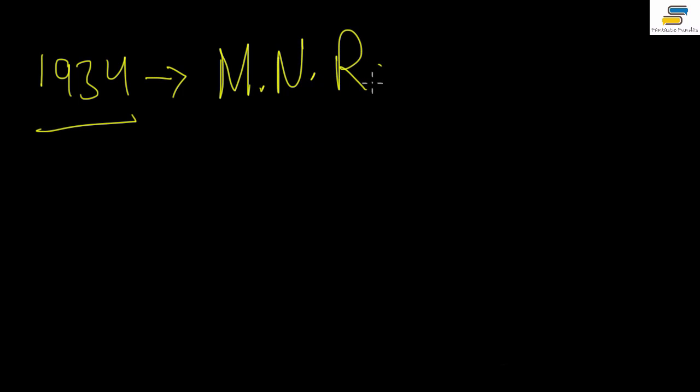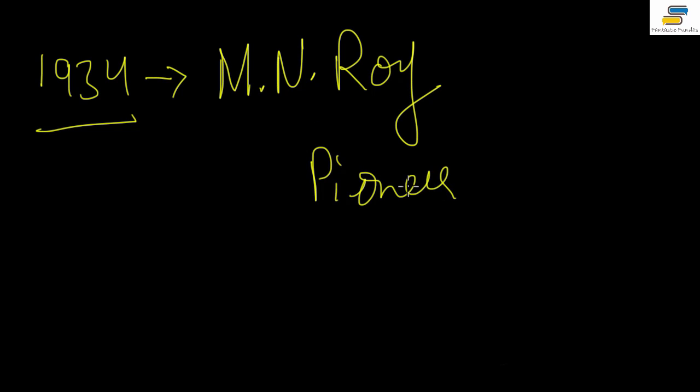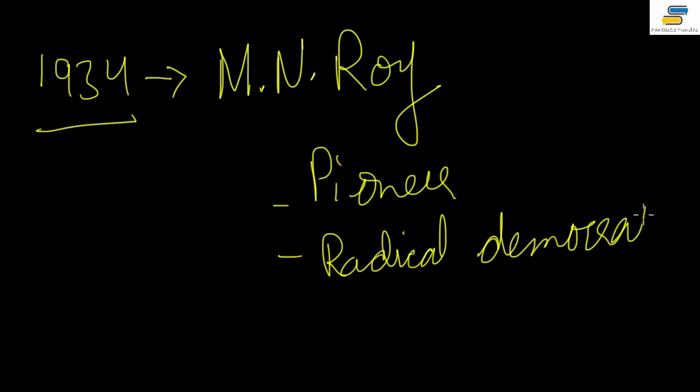But the first idea that really came into being came in 1934, right? Those were very minor backgrounds before this. Now in 1934, the main person is M.N. Roy, right? Yes, he was a communist. His name is Manabendranath Roy, and he was a pioneer of the communist movement in India. And the second thing is that he was a radical democrat. That's what his ideas were, right?